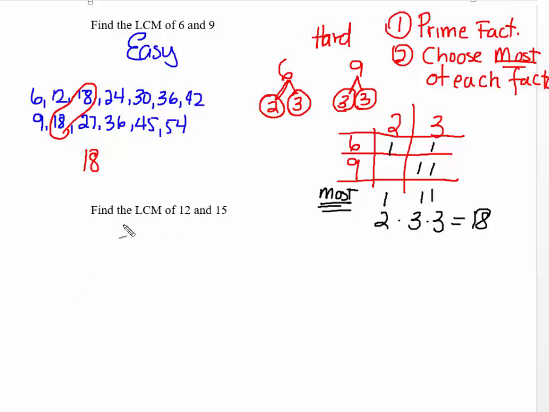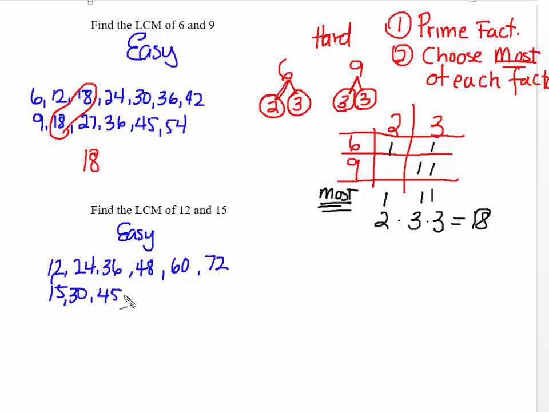So let's do it for 12 and 15. So the first thing again I'm going to do is the easy method, which is just carrying out the multiples. So 12 times 1, 12 times 2, 12 times 3, 12 times 4, 12 times 5, and 12 times 6. And let's see again, let's do the 15. 15 times 1, times 2, times 3, times, aha. As soon as I find that lowest common multiple, I don't have to keep making the lists. I'm just doing this until I possibly find something. So thankfully I did. Okay, so let's do it on the hard method.